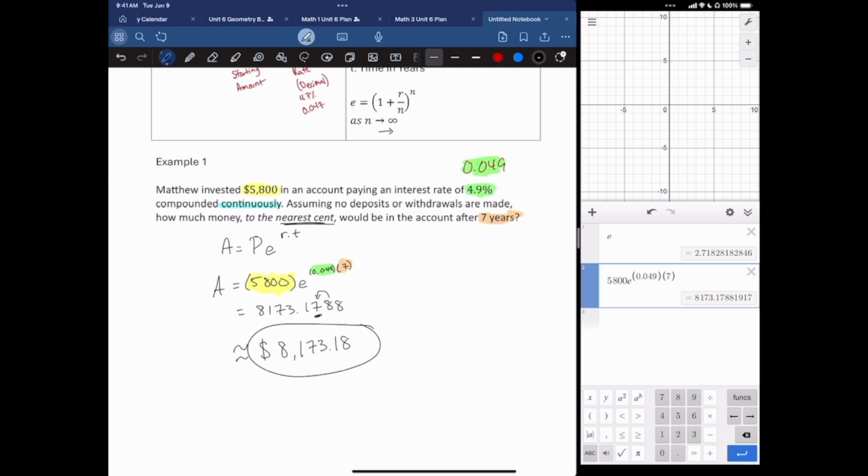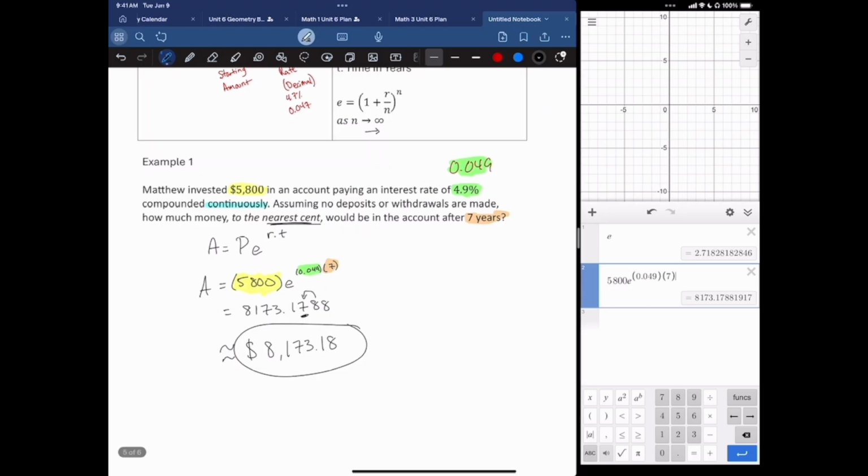It should be pretty similar. If you feel comfortable with compounding daily, monthly, weekly, annually, we're just using a slightly different formula, but it's all coming from the same thing. That's example 1. Let's do one more problem just like this.